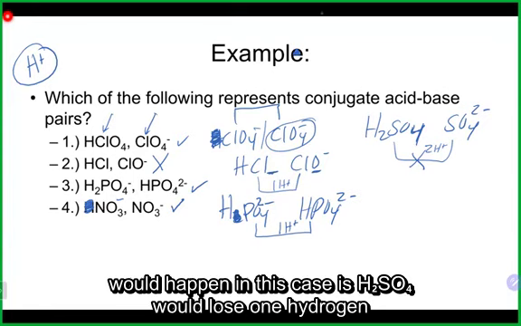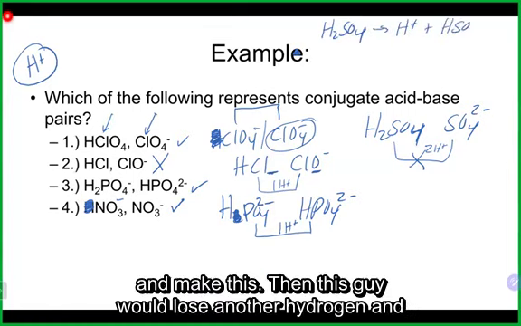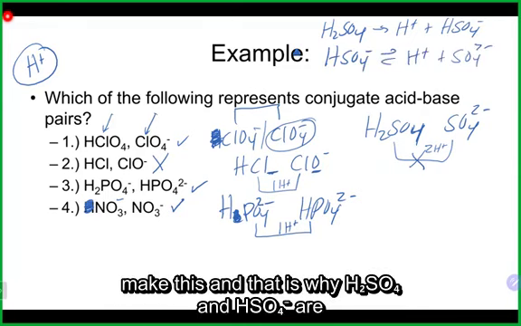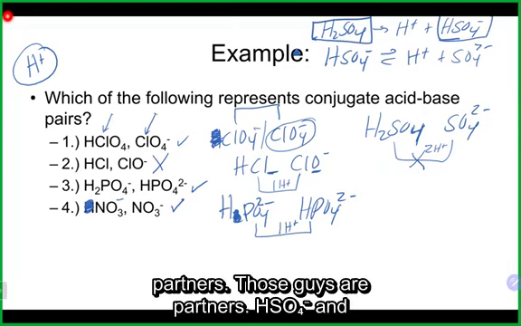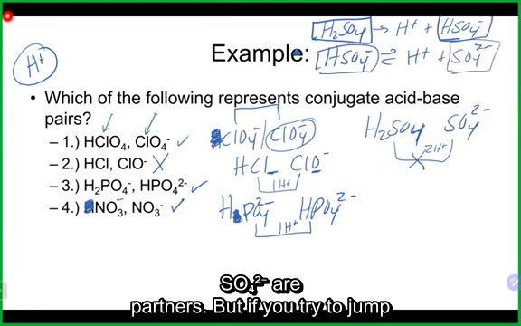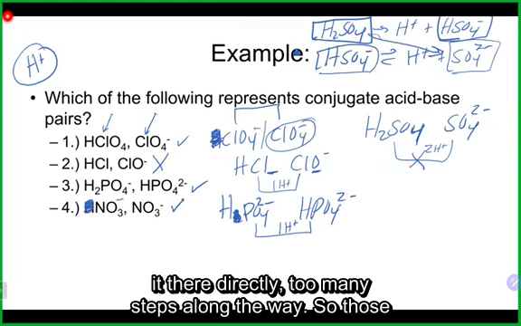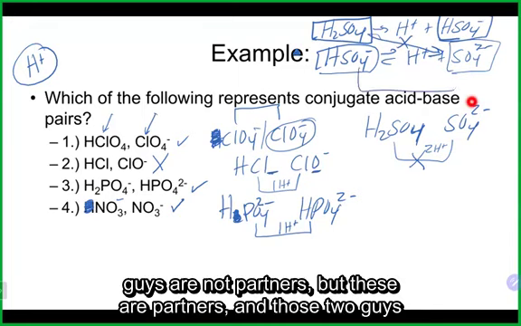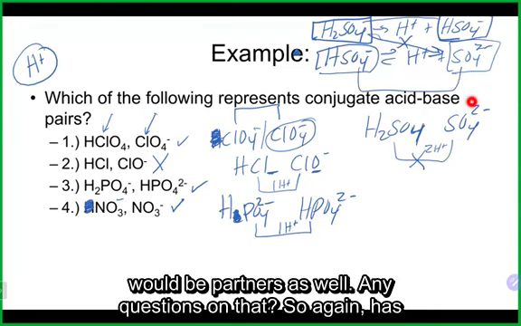So what would happen in this case is H2SO4 would lose 1 hydrogen and make this. Then this guy would lose another hydrogen and make this. And that is why H2SO4 and HSO4 minus are partners. HSO4 minus and SO4 2 minus are partners. But if you try to jump it there directly, there are too many steps along the way. So those guys are not partners, but these are partners, and those two guys would be partners as well.